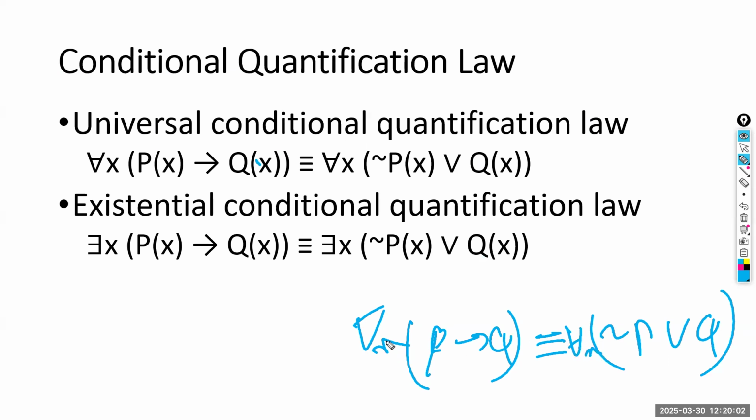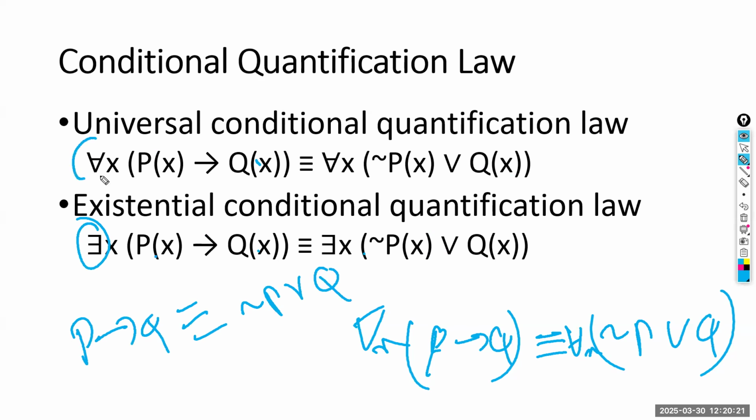Okay. And we can use it with the existential quantifier also. There exists x, p(x) implies q(x), is equivalent to there exists x, not p(x) or q(x). So that means this general rule, p implies q is equivalent to not p or q, works for the universal quantifier as well as the existential quantifier.